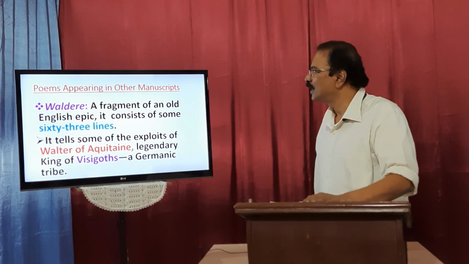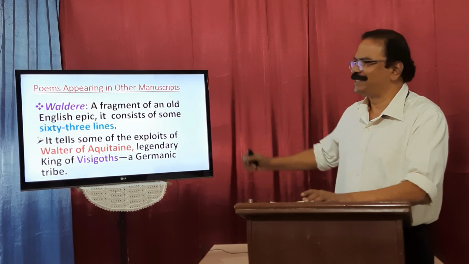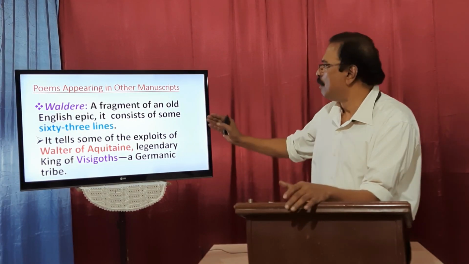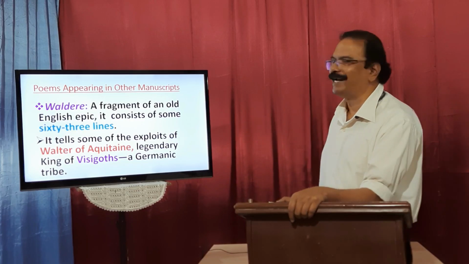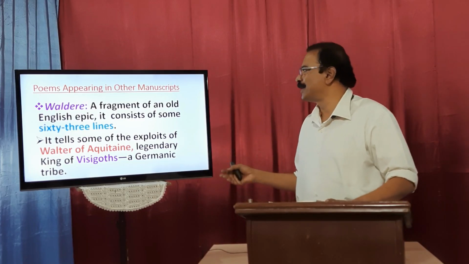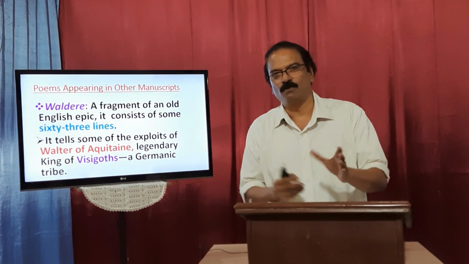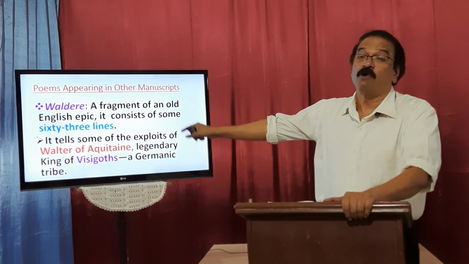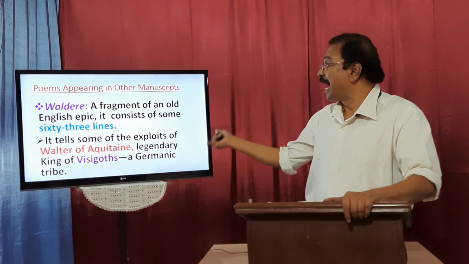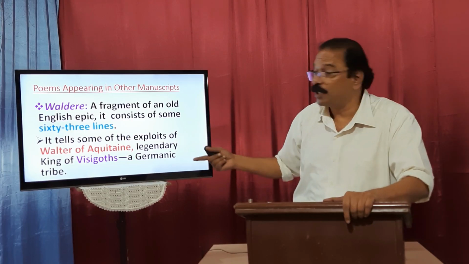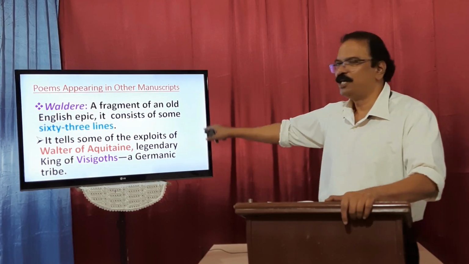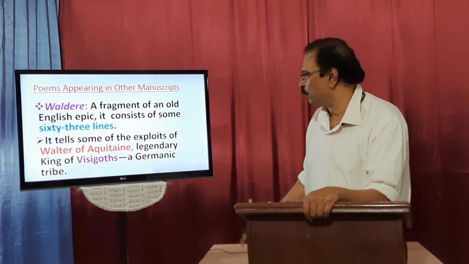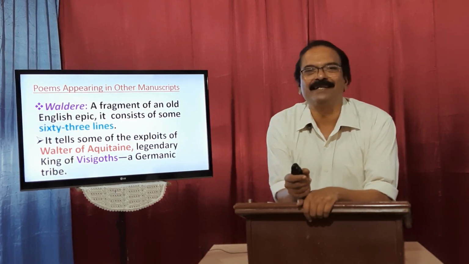Okay? Waldere. This is actually not an independent, autonomous poem. This is part of an Old English epic, and it consists of 63 lines. What is this? It tells some of the exploits of Walter of Aquitaine, a legendary king of Visigoths. Who are these Visigoths? A Germanic tribe.